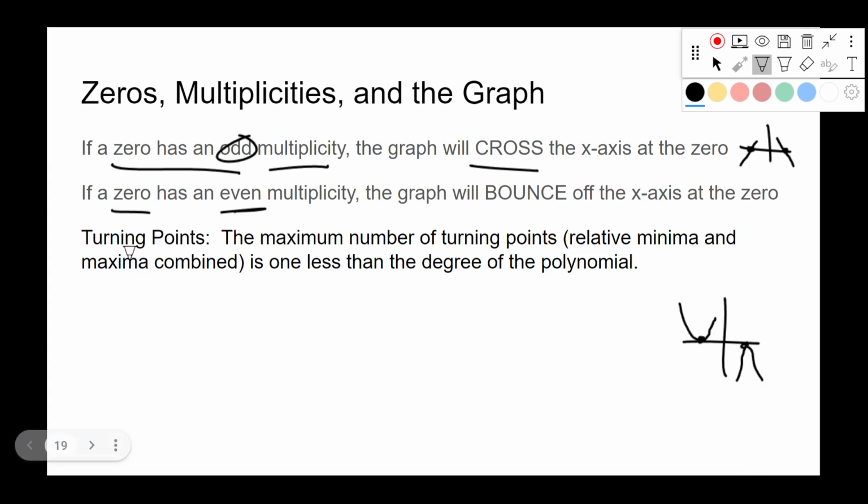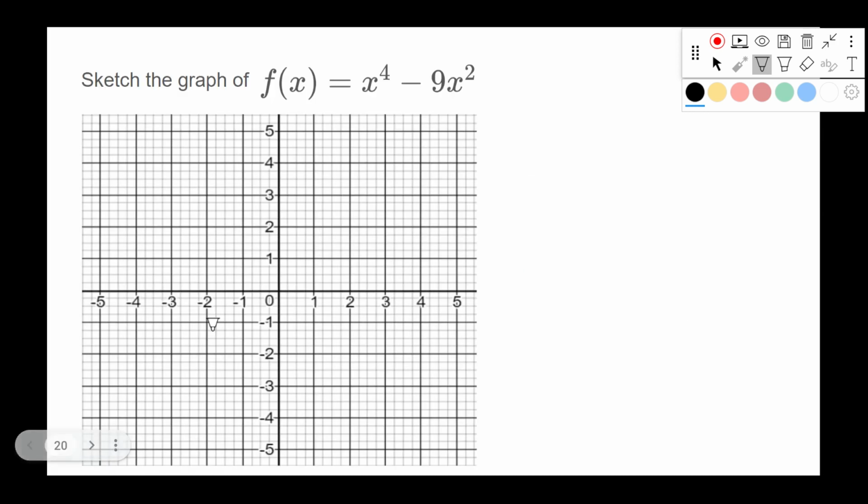Okay? Turning points are relative mins and relative maxes. We've talked about that. Combined, the maximum number is 1 less than the degree of the polynomial. That's the maximum number. It doesn't have to be that many, but it's the maximum number you can have. We're also going to ask you to find how many turning points the thing could have. Okay? All right, so now let's go ahead and make a graph.